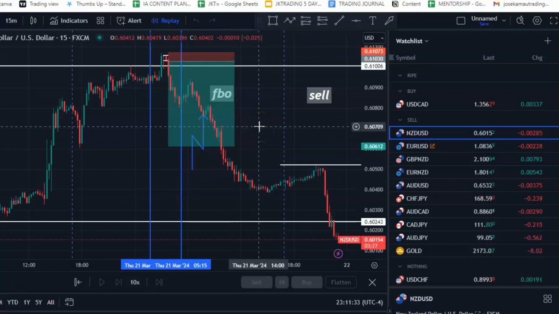So this covers the way that I analyze the market using only the market structure.